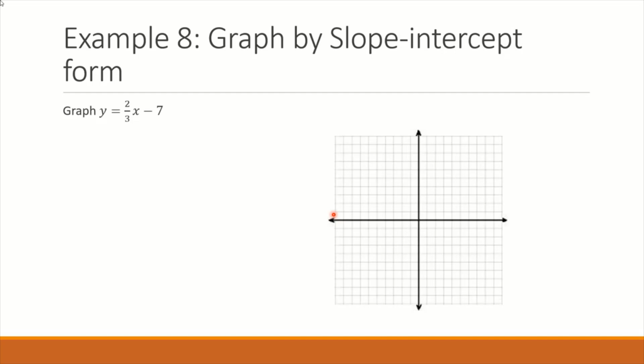So how do you graph by using slope-intercept form? Let's say that we have y equals 2/3 x minus 7. You would want to write out y equals mx plus b. Now m is your slope, which is rise over run. So to do this, you start with your y-intercept. Then you're going to use rise over run. So you're going to rise, go up, and then run. So you're going to rise 2 and then run 3.